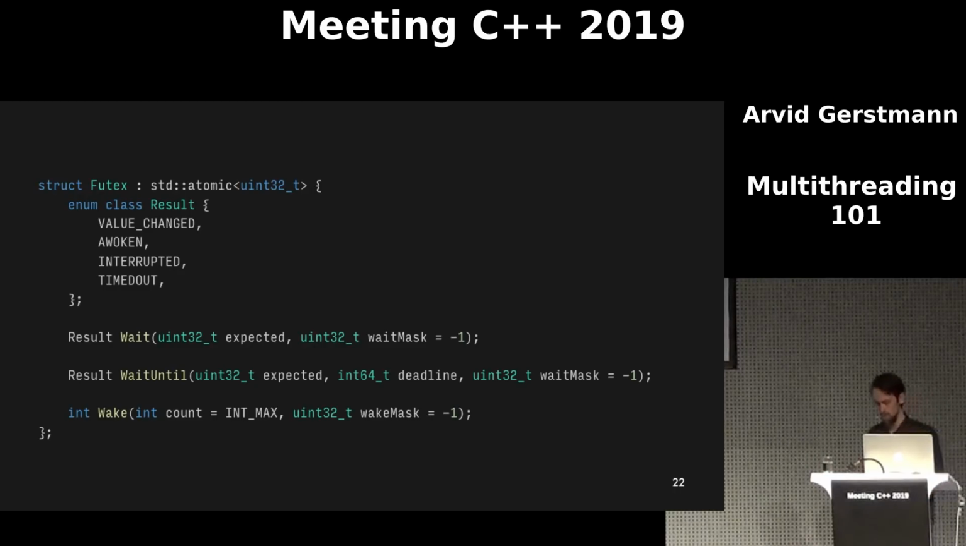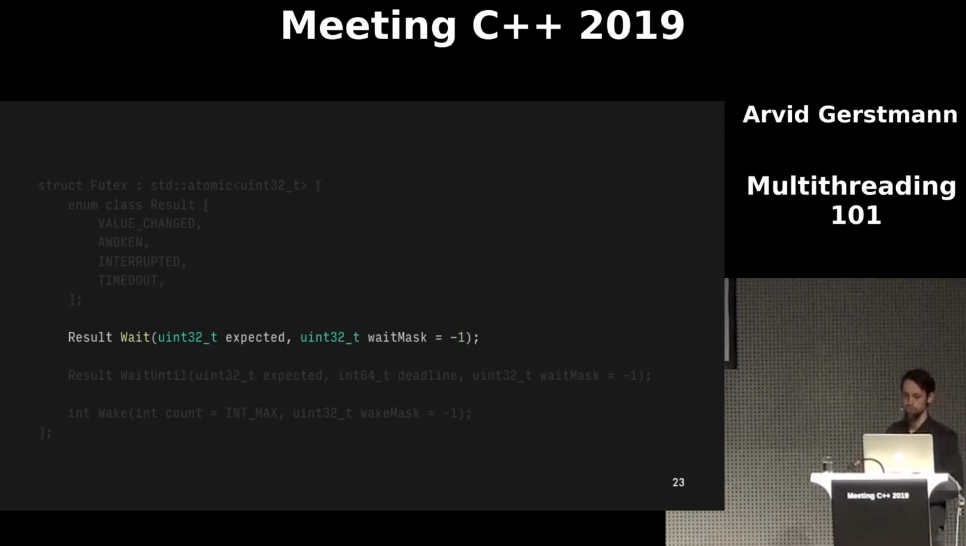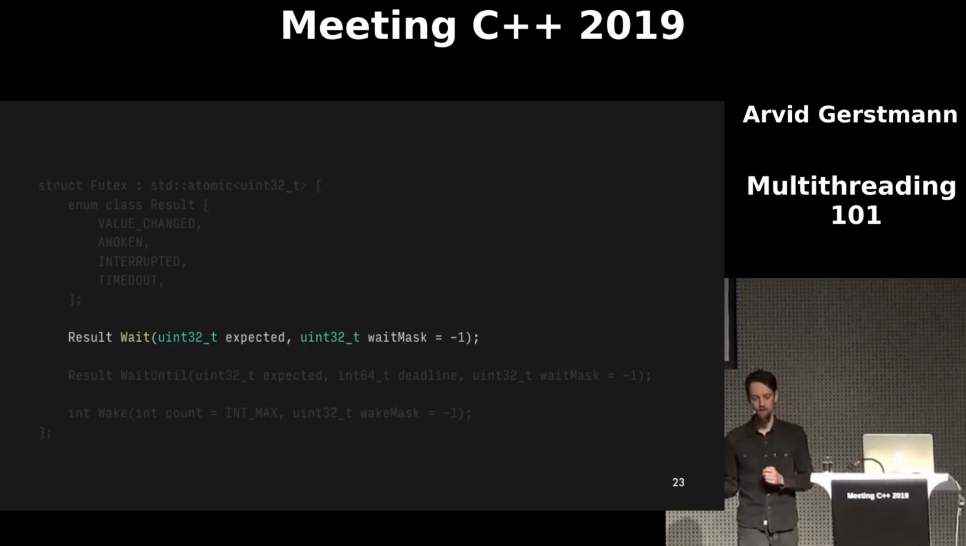So let's have a look at wait. Wait will put the current thread, where this is being called, to sleep if the expected value matches the value in the atomic, which we've been inheriting from. The wait mask, currently set as a default bound to -1, will be saved and will be compared to the wake mask later in the wake call to check if you want to wake up this thread or if you want to keep it sleeping.